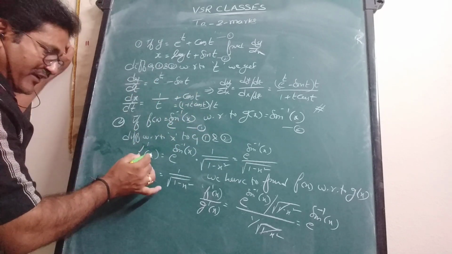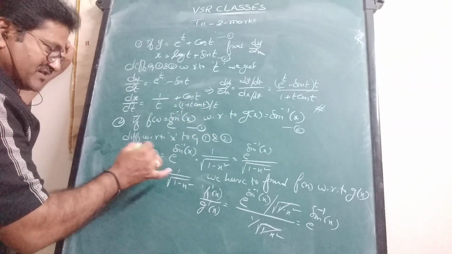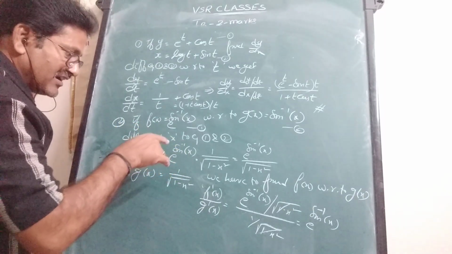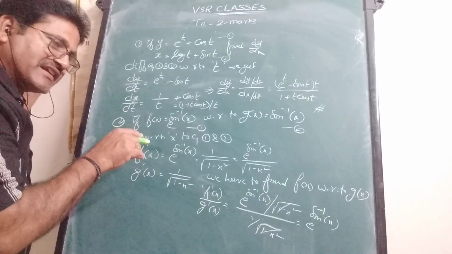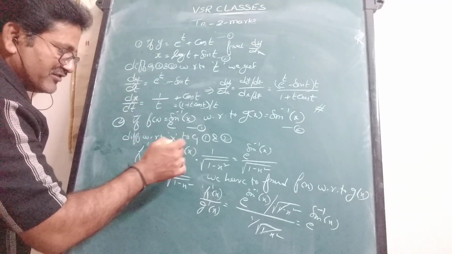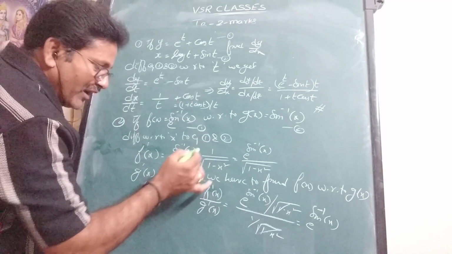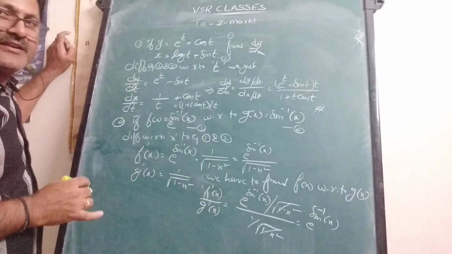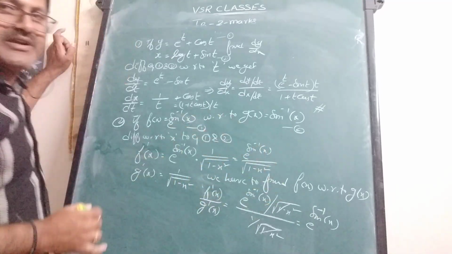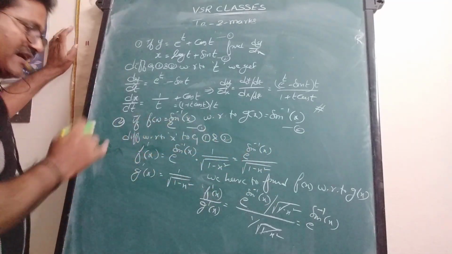So f dash of x, differentiating both sides. What is the derivative of e power x? e power x itself. Here sin inverse x we are assuming as x, so that e power x only we will get. And after that, into the derivative of sin inverse x, which is 1 by under root 1 minus x square. After that you will have e power sin inverse x by under root 1 minus x square. This is the value for f dash of x.